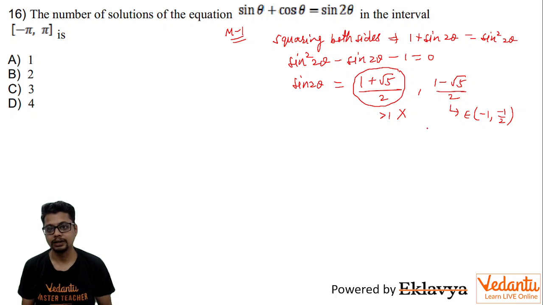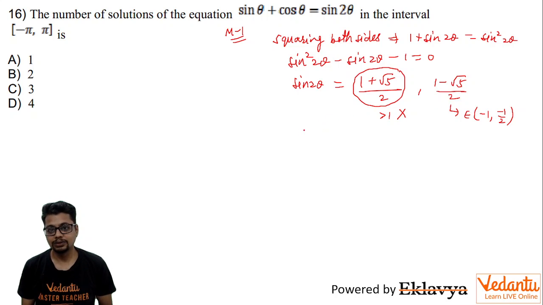Now, since we have squared and got sin 2 theta to be 1 minus root 5 by 2, we would not just go by this conclusion. Mind it, we have squared both sides of the equation, and some extra root may creep in. So we should check with the original equation as well. The point here is not just that sin 2 theta is 1 minus root 5 by 2; in fact, sin theta plus cos theta is also 1 minus root 5 by 2, because sin theta plus cos theta is equal to sin 2 theta.